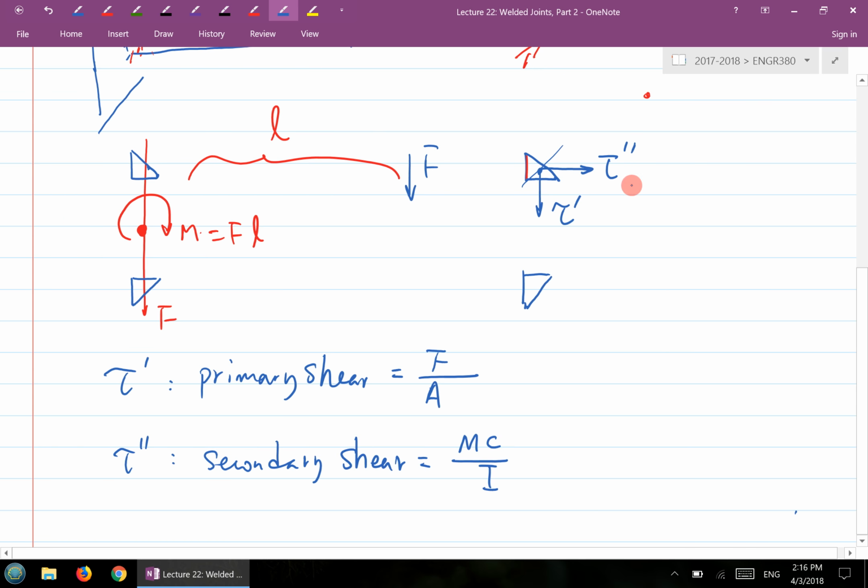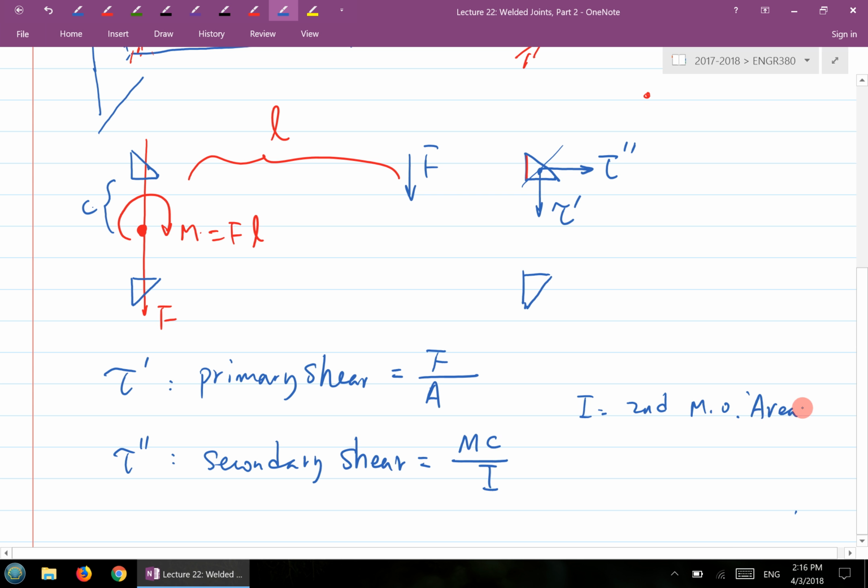So M is this, and C is the distance from the centroid to the location, or basically half of the distance. And then I here is not the second polar moment of area now. This is the second moment of the area, the second moment area.